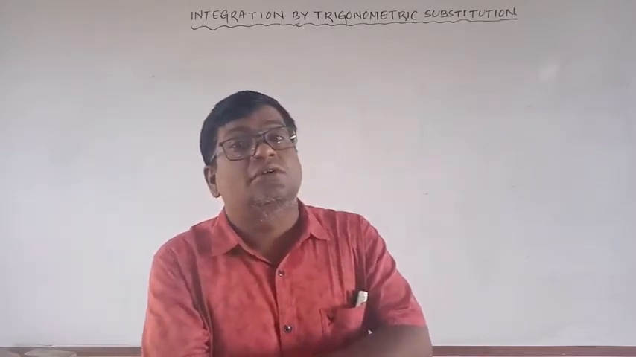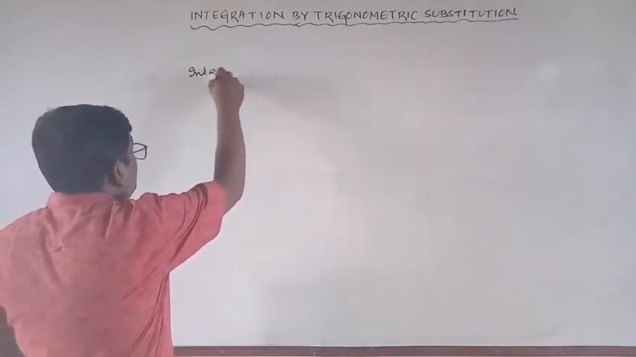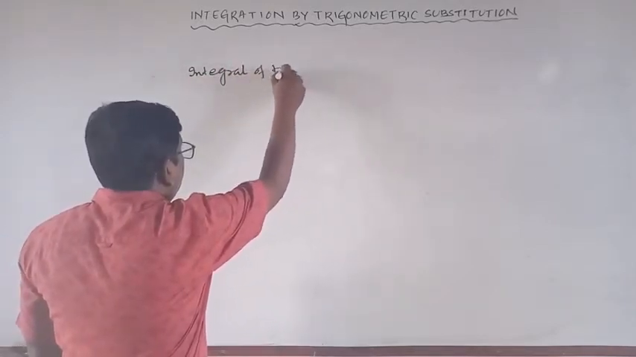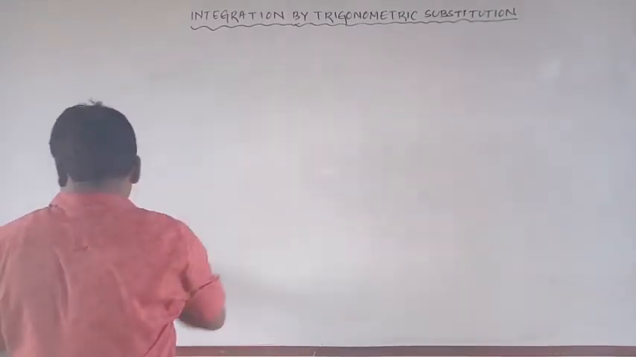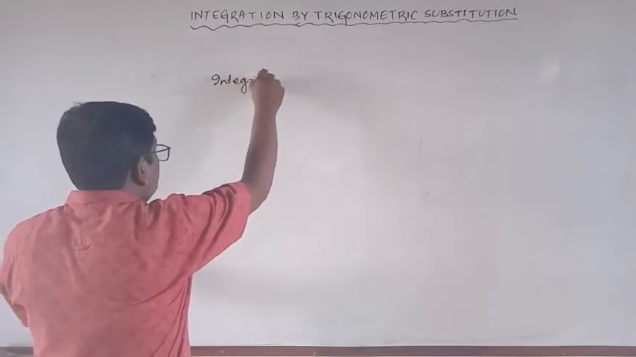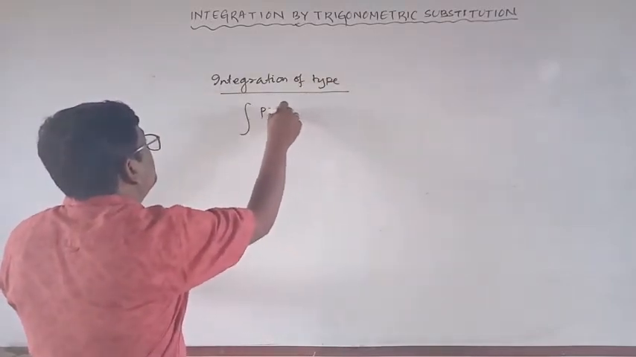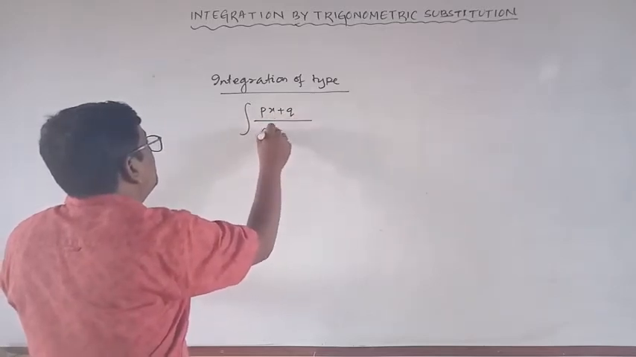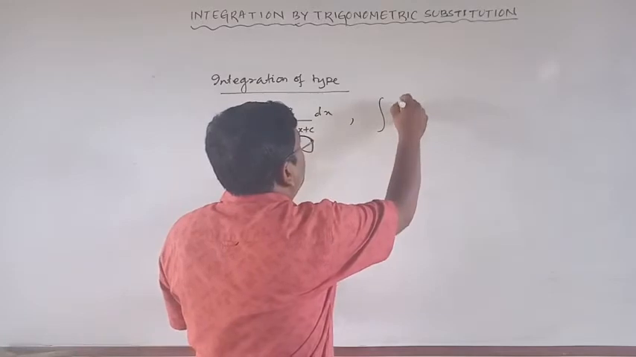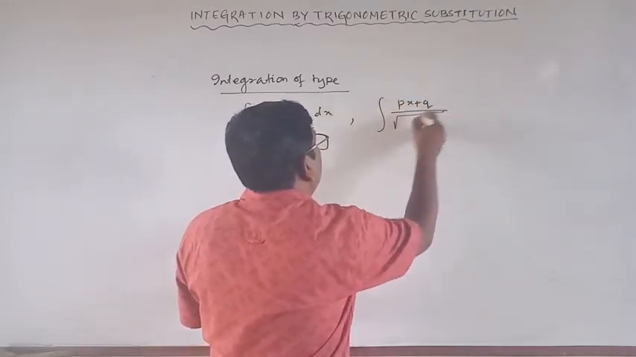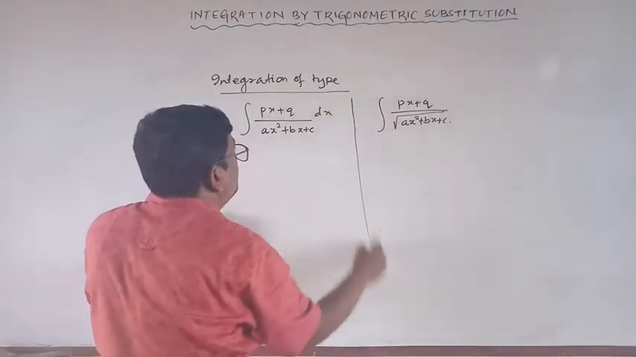Now, a special and very important form: integration of type (px + q) divided by (ax square + bx + c) dx, or integration of (px + q) divided by the root of (ax square + bx + c) dx. Clear? So these are two types.